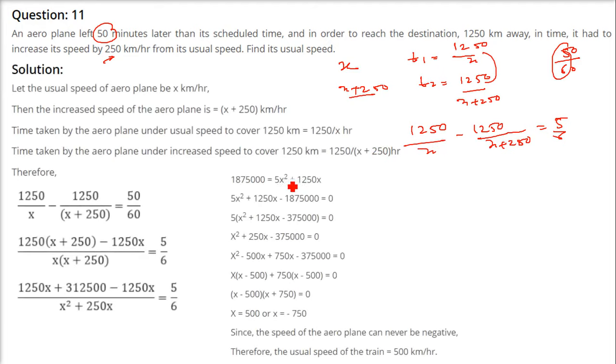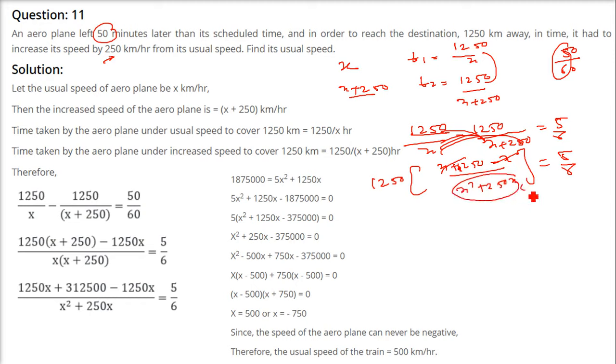This is our equation. You can take 1250 common. This is x plus 250 minus x, 250 only, because 1250 I have taken already outside. Then we have x square plus 250x, x square plus 250x equal to 5 by 6. This gets cancelled. Now I am taking this on the right hand side and 5 by 6 on the left hand side. This will be 1250 into 250. When this comes on this side, it will be reciprocal, so 6 by 5. This goes here, x square plus 250x.